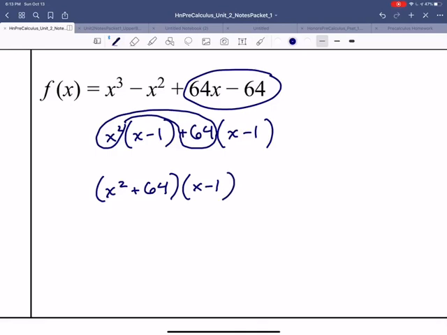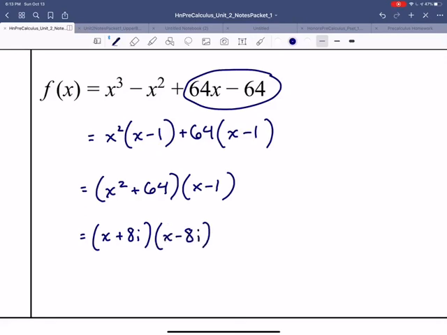Again, this is like the distributive property in reverse. And then we factor x squared plus 64 as x plus 8i multiplied by x minus 8i, and then we have that multiplied by x minus 1.